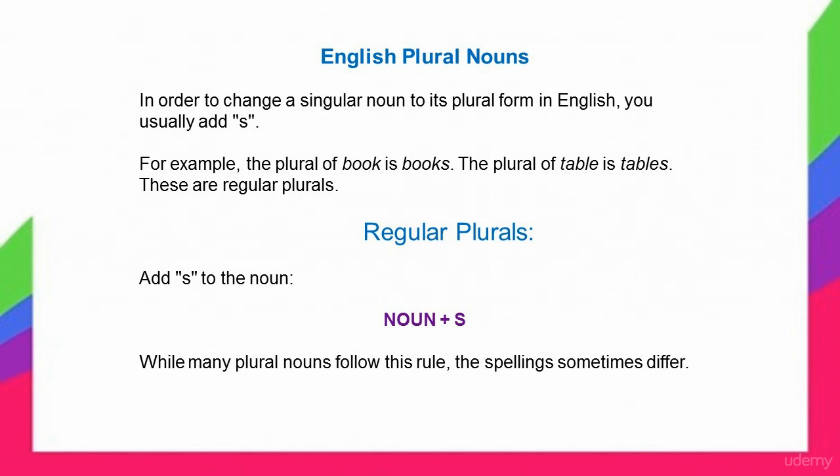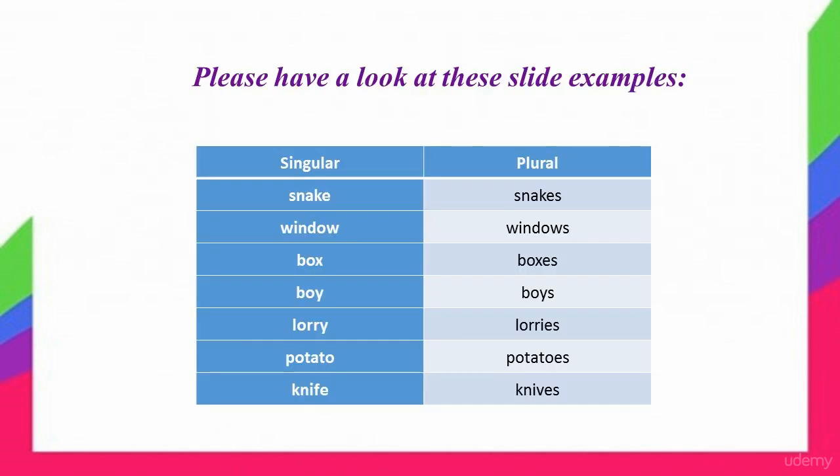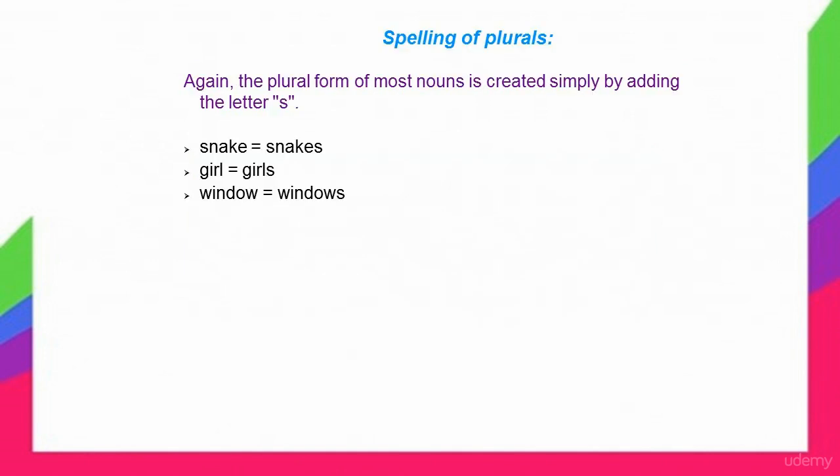While many plural nouns follow this rule, the spellings sometimes differ. Please have a look at these slide examples. Spelling of plurals. Again, the plural form of most nouns is created simply by adding the letter s. More than one snake is snakes. More than one girl is girls. More than one window is windows.